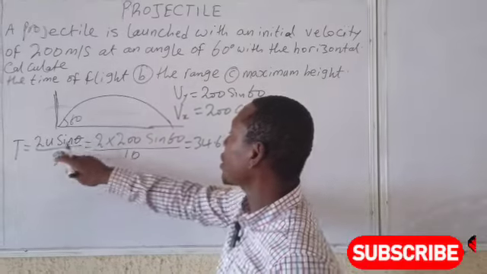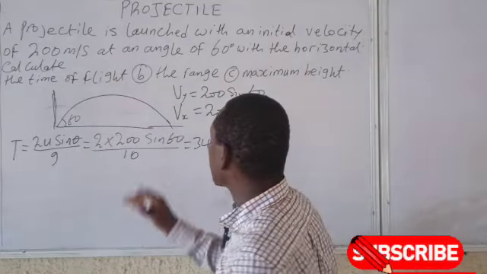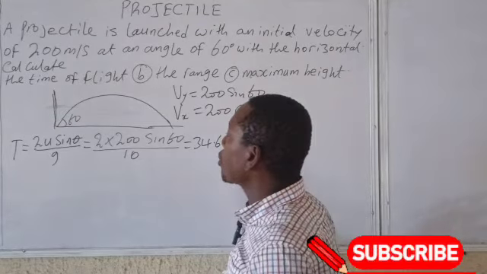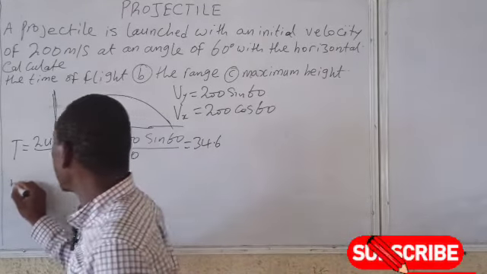Now, if I ask you to calculate the time that it takes to get to the maximum height, it's actually the time of flight divided by 2. All right, but we'll not talk about that. In my question and answer series on projectile, we'll solve more challenging questions. So the second one is the range.